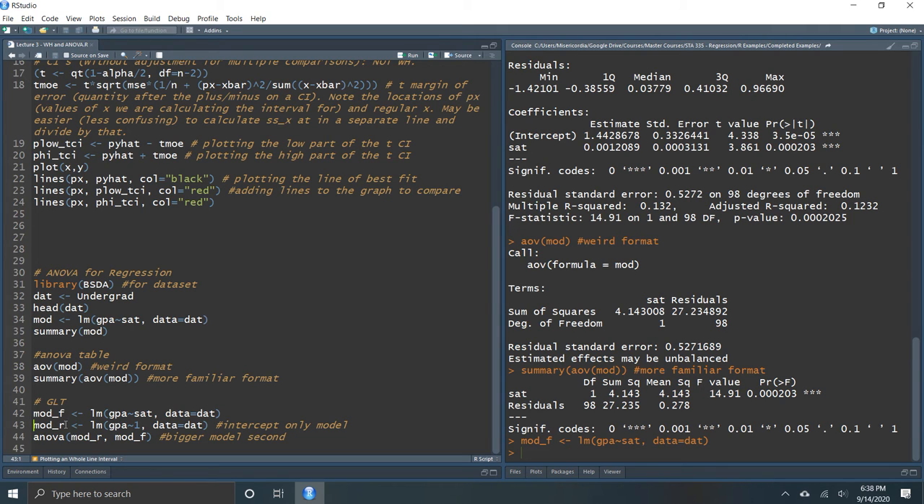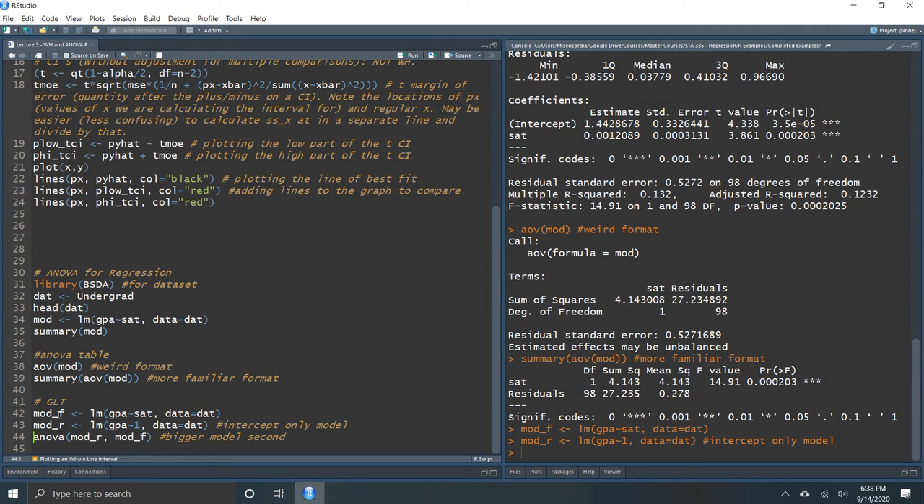All right, so for the general linear test, we fit a full and reduced model. I'm calling them mod sub F for the full and mod sub R for the reduced. The full model is going to have SAT predicting the freshman year GPA. The reduced model is just going to have one predicting the freshman year GPA.